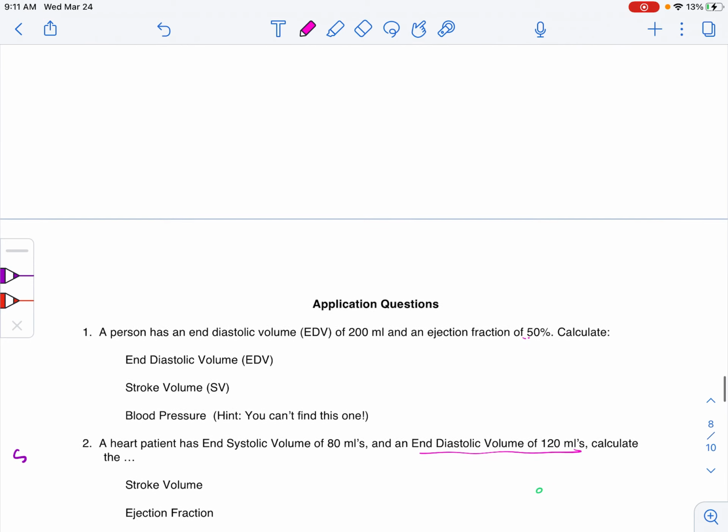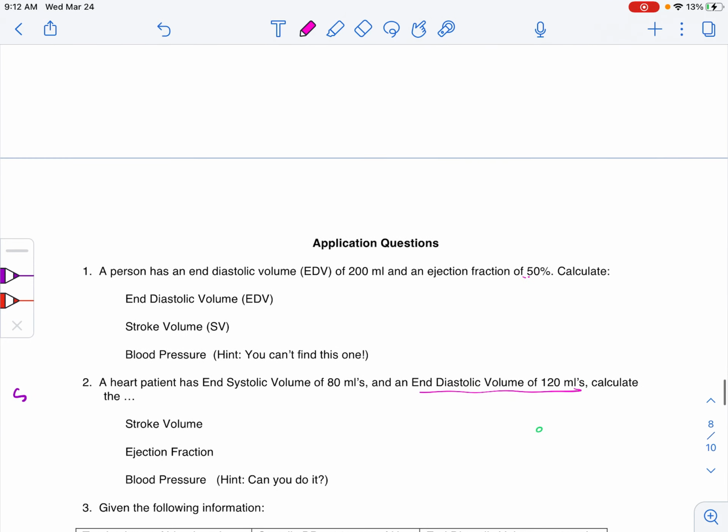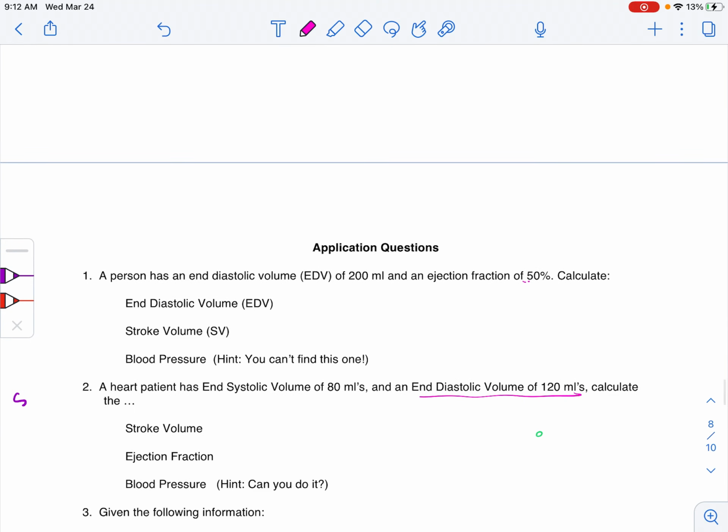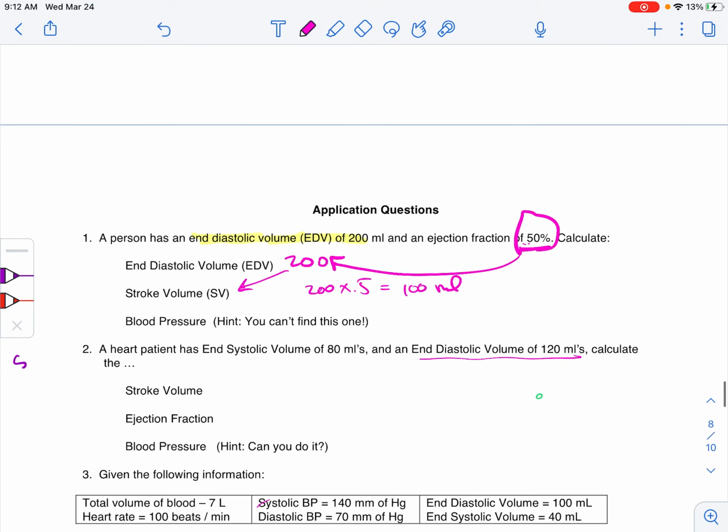All right, I think you can figure out this one. I am moving on, so I'm sorry I'm going too fast, but we do need to get to these application questions right here. So now, this is the tricky stuff. We have an end diastolic volume of 200 and an ejection fraction of 50%. So how do we figure out the stroke volume? 50% of this 200 is the stroke volume. So you take 200 times 0.5, and that should equal 100 milliliters. Okay, done. That's super easy.